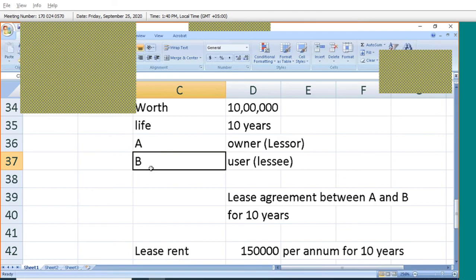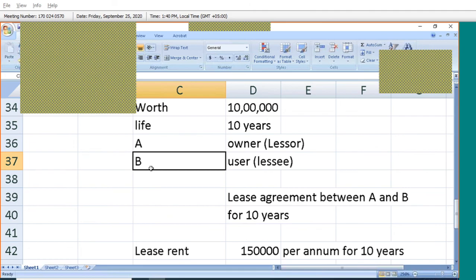Then what about substance over form, sir? Substance over legal form. Legally A is the owner. But by substance, practically, by fact, who is using the asset? A or B?